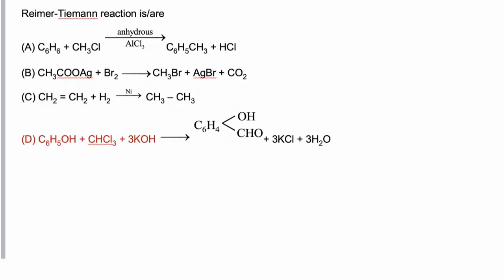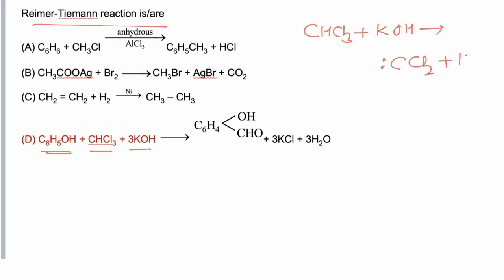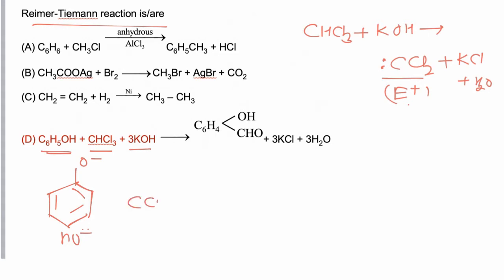In this question we have to identify Reimer-Tiemann reaction. So when phenol is treated with chloroform and KOH, salicylaldehyde is formed as a product and reaction is called Reimer-Tiemann reaction. In this reaction, first of all, chloroform and KOH will react with each other to form dichlorocarbene, along with KCl and water. Now this dichlorocarbene will act as electrophile. Phenol under basic condition is converted to phenoxide ion. Now phenoxide ion will act as nucleophile and dichlorocarbene will act as electrophile.